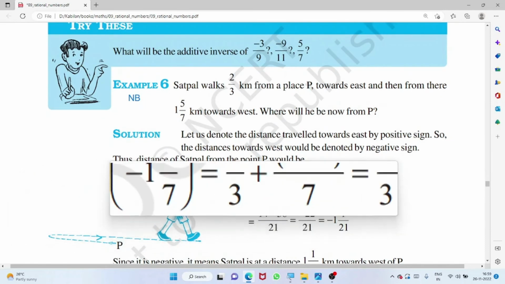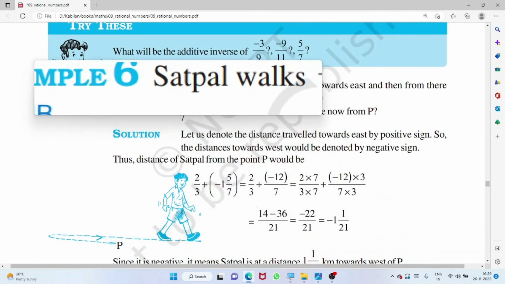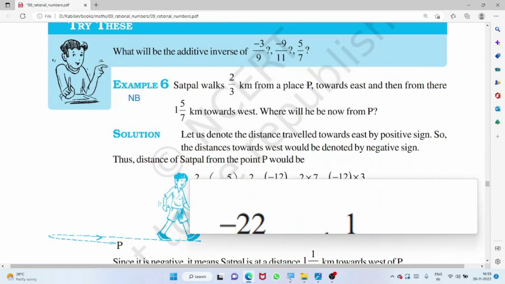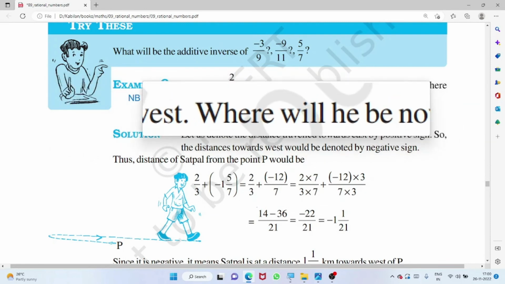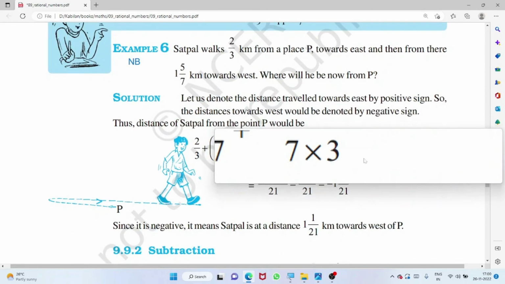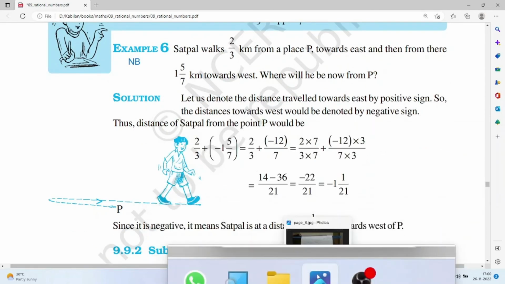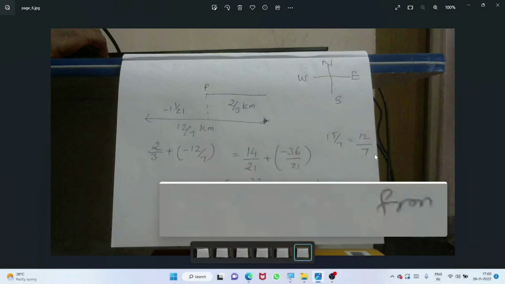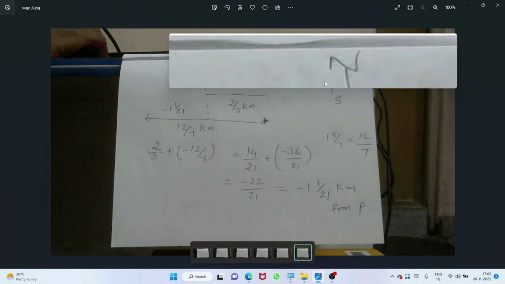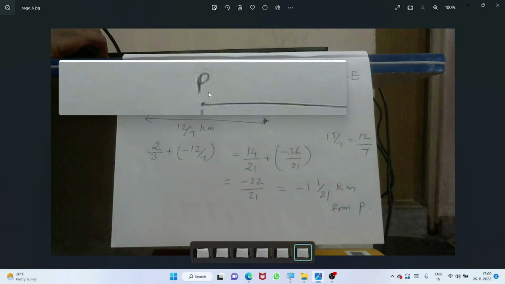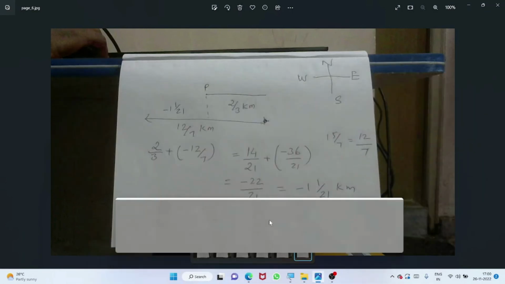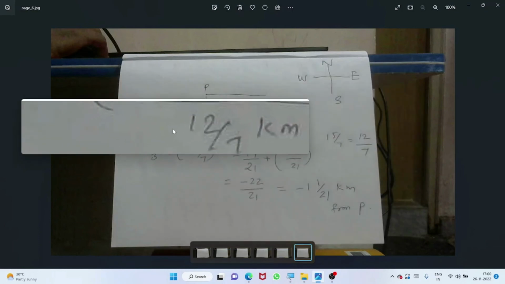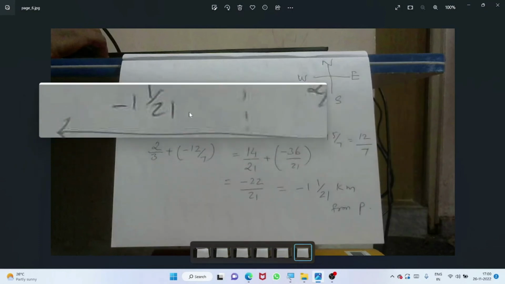See here, this person walks 2 by 3 kilometer from place B towards east, then 5 by 7 kilometer towards west. Where will he be from point P? You have to know east, west, north, south. So from point P he goes towards east 2 by 3 kilometer, and again walks back with this many kilometers.